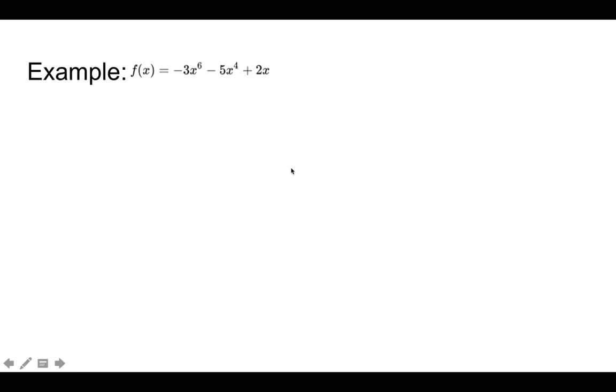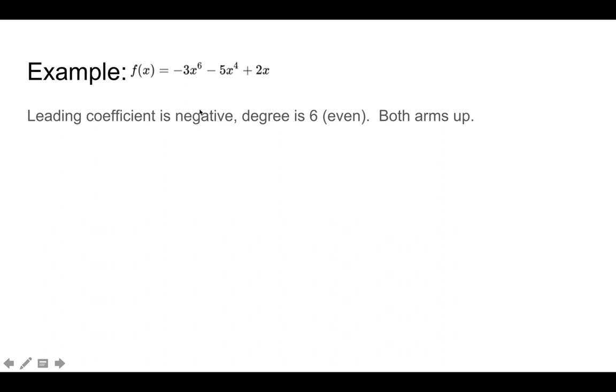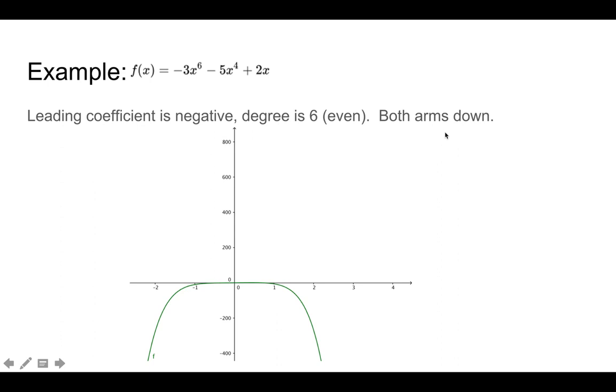Okay, for example, we've got this polynomial that's in expanded form. Our degree is 6 and our leading coefficient is negative. So negative leading coefficient, I don't care if the degree is odd or even. I only care if the leading coefficient is positive or negative. Negative leading coefficient, even degree, 6 is even. So both arms will go down. That's a typo, that should say down. Both arms, and I fixed it. Both arms go down.